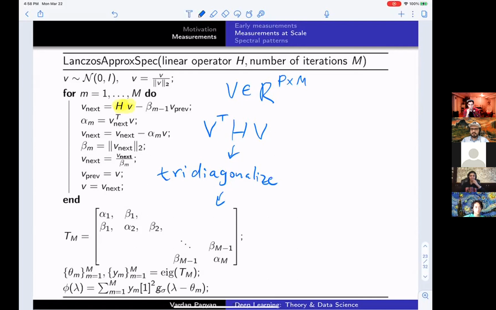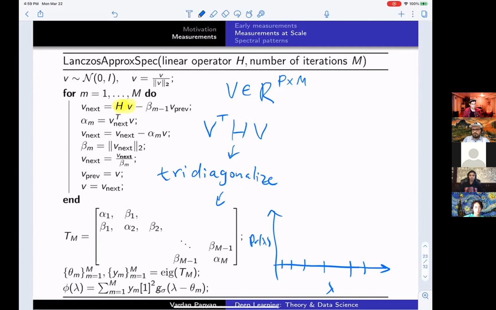So you just calculate the eigenvalue decomposition of this tri-diagonal matrix, and then you get M eigenvalues, right? M is going to be significantly less than P. So instead of getting, let's say, 10 million eigenvalues, you would get 200 or 100 eigenvalues. Now, given these eigenvalues, you can create an approximation of the spectrum. Imagine that you got these eigenvalues, and you're trying to approximate the spectrum of the Hessian.